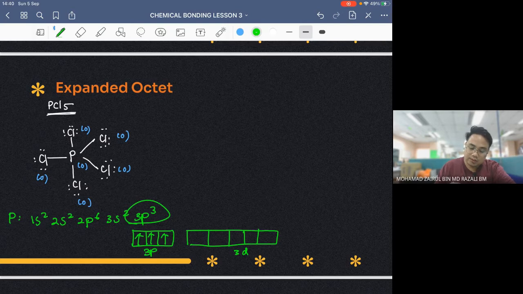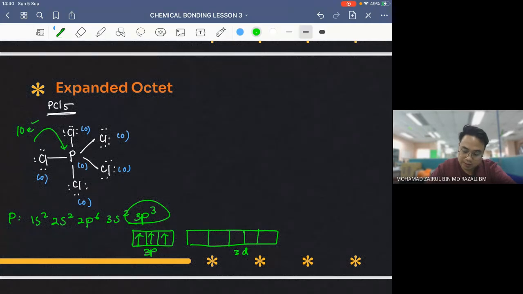Okay. So maknanya since we know that kalau kita kira total valence electron surrounding the phosphorus, okay, untuk this case total electron dia ada 10 electron. So ada 10 electron. So kita dah ada 3, so ada baki lagi 7. So sini kita boleh masukkan 1 electron. So and then the reminder, okay, reminder tu kita boleh masukkan dalam kita punya 3D electron.